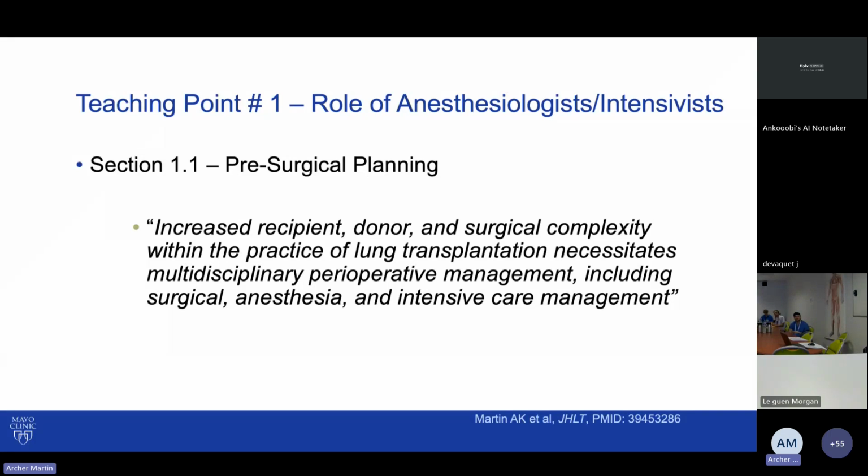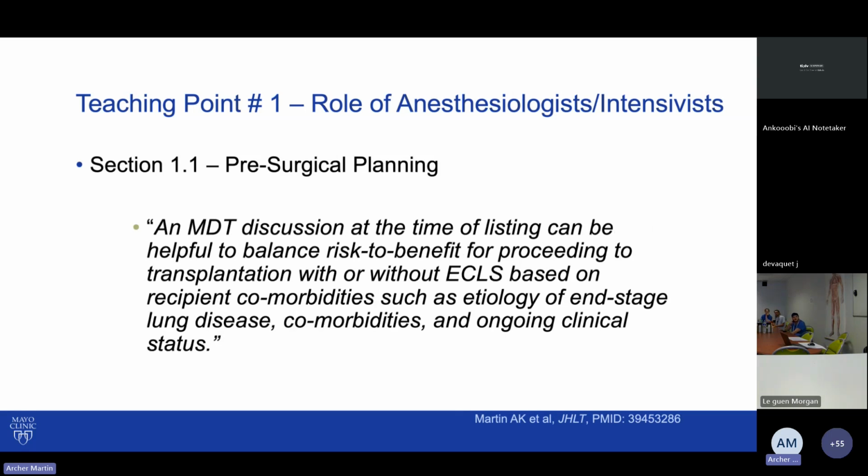So while this is not news to anyone here on this call, it is important to reiterate that we have a very, very important role. And it's not just in the operating room, and it's not just in the post-operative area. It starts with pre-surgical planning. We need to be able to have relationships with our multidisciplinary teams and strategies where we can communicate, and there's a facile way for us to handle problems well before they arise.